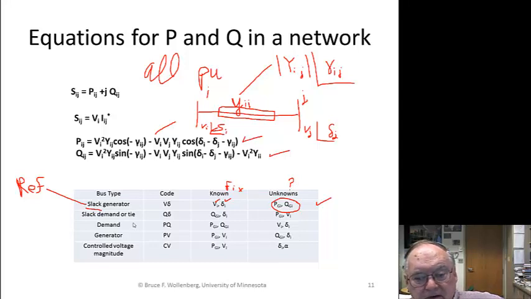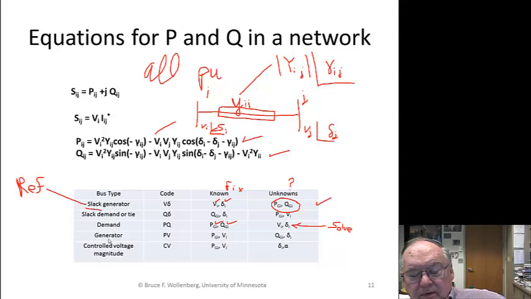You can have a demand or tie line where you can have Q fixed, and Q and theta are known, and P and V. This is an unusual type of bus, but it's possible. A load bus or demand bus is one we call a PQ bus, where we know the P, we know the Q, and we have to solve for these. So the unknown is solved. We solve.